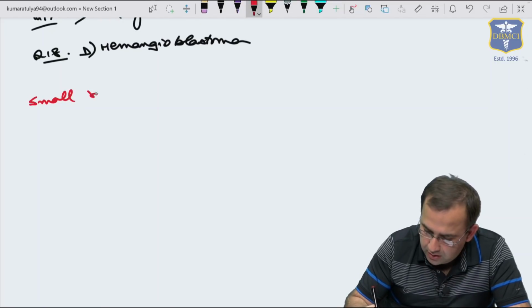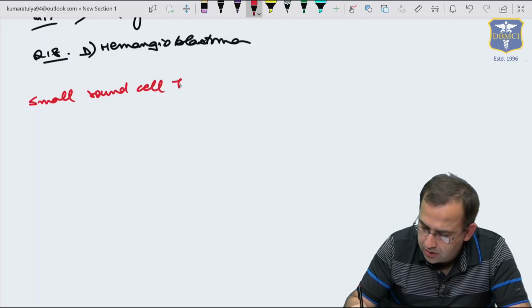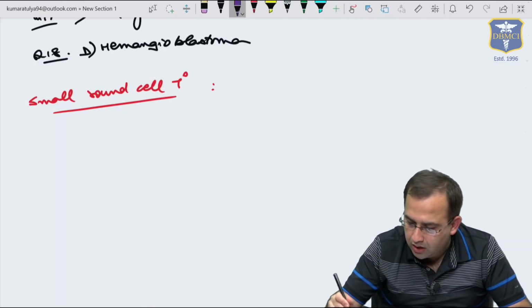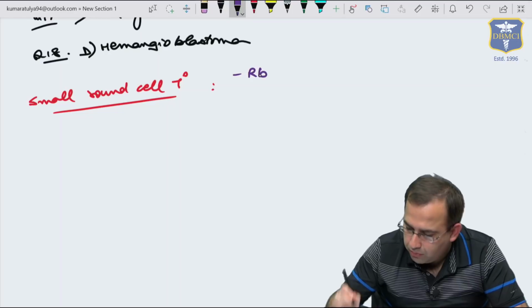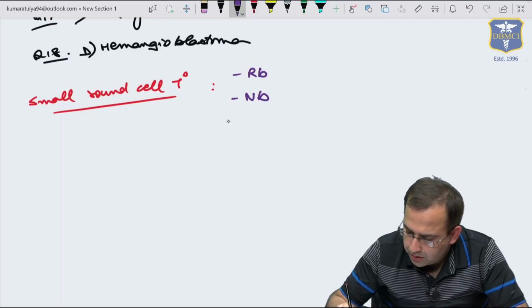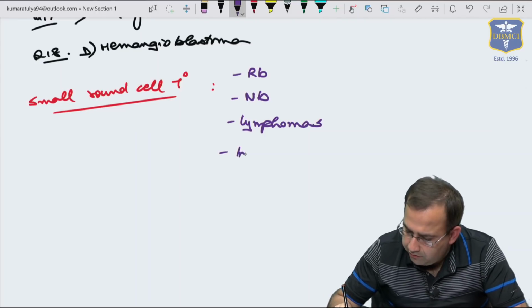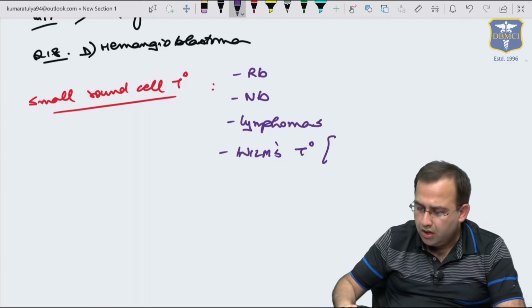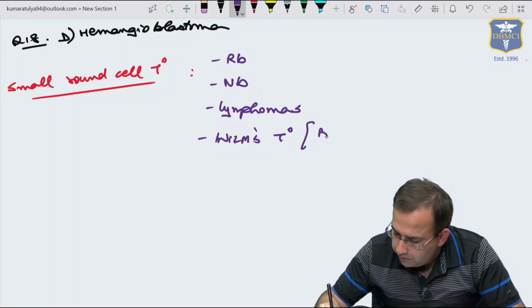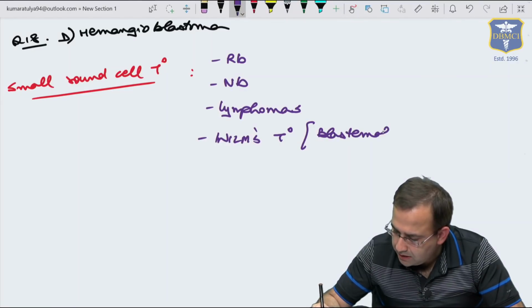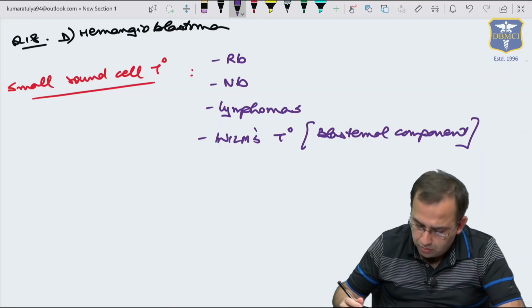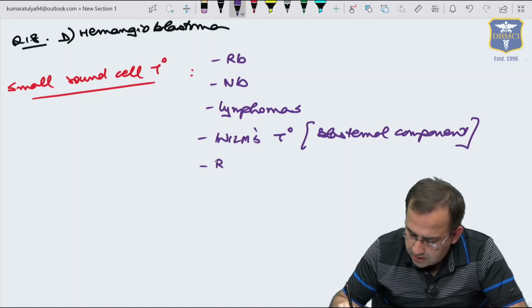Again, make a list of small round cell tumors, that is, they show the presence of small round cells microscopically, which are retinoblastoma, neuroblastoma, lymphomas, Wilms tumor. Which component of Wilms tumor is the small round cell? The blastemal component. Wilms tumor, blastemal component. Next, rhabdomyosarcoma.